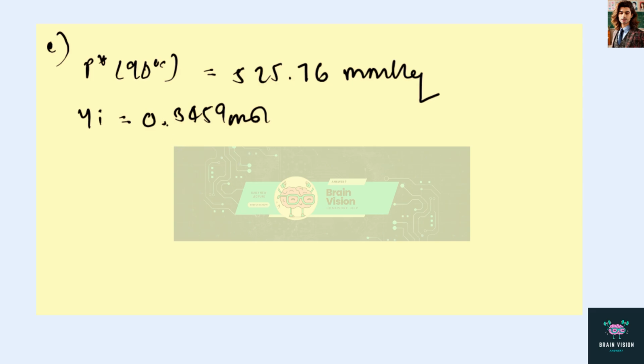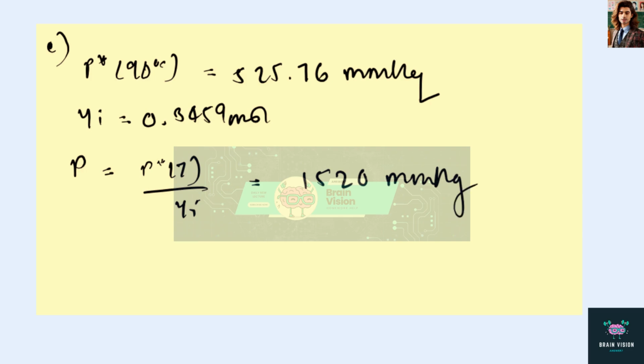We can calculate the total pressure using Raoult's law. So P is equal to P star(T) divided by Yi, we get 1520 millimeters of mercury.